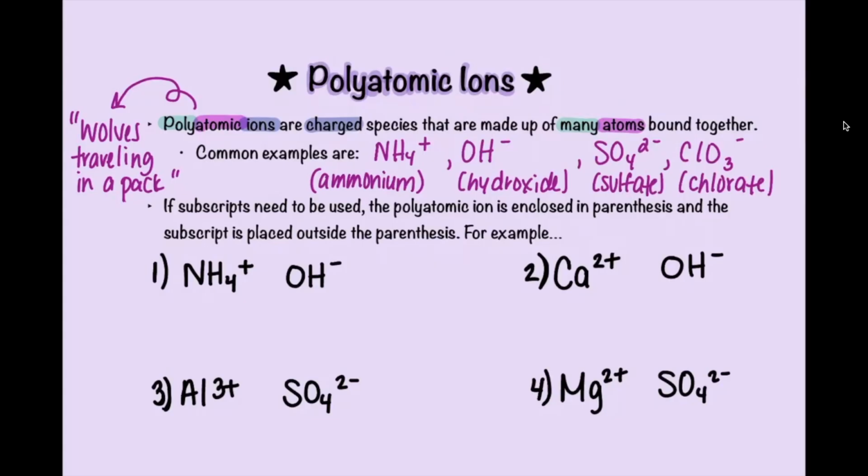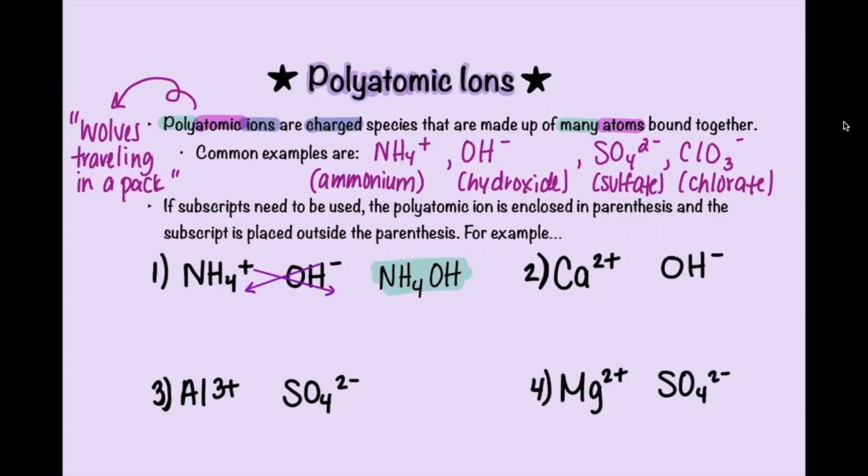Now let's say you want to cross NH4 plus with OH negative. Well, similar to NaCl, you have a plus one and a minus one. So when you cross those charges, you end up getting a 1-to-1 ratio. So NH4OH, or ammonium hydroxide. The charges essentially cancel out because you have a plus one and a minus one. So that cancels out to 0.